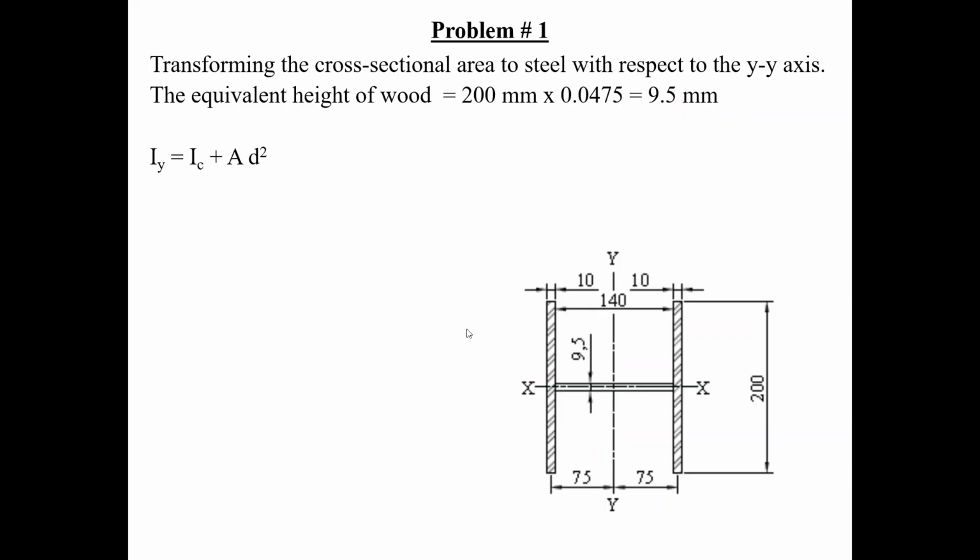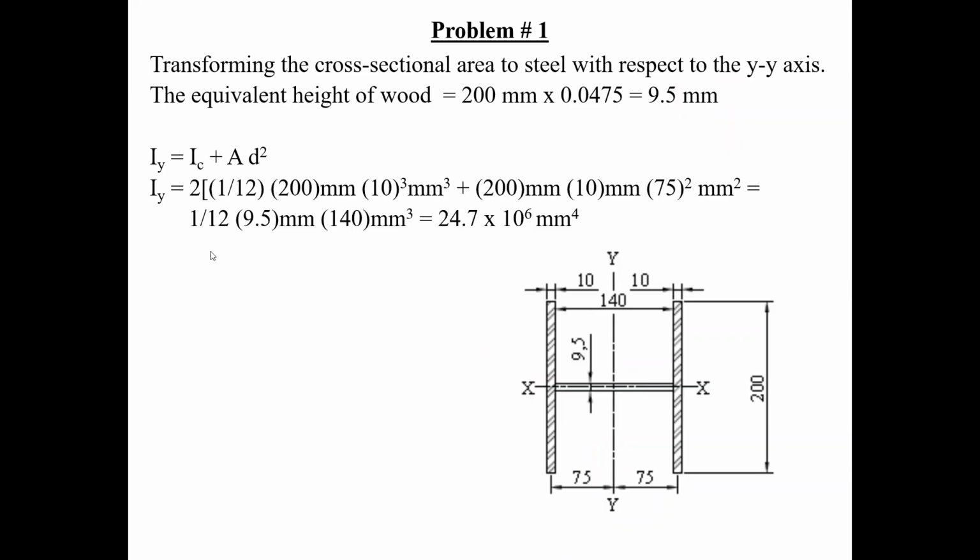but these two have to be brought to here. So here I just multiplied this by 2, in other words this one and this one, that's 2 times 1/12. Whenever you're doing this, the base is always the dimension that is parallel to the axis. So here the base is 200, and the height is the one that is perpendicular to the axis, and the height is 10. How do you remember which is the base and which is the height? Base is always parallel to the axis, height is always perpendicular to the axis about which you're calculating the section properties.